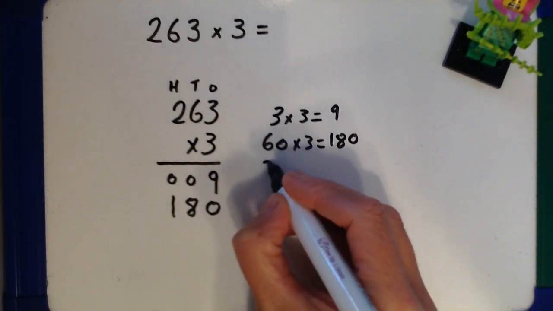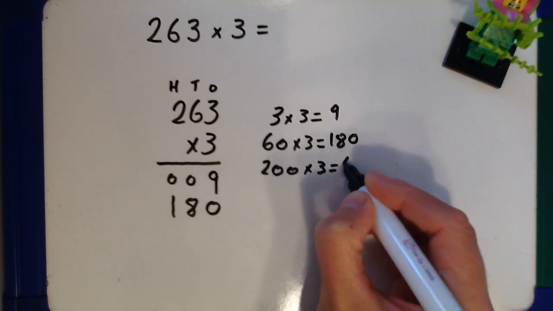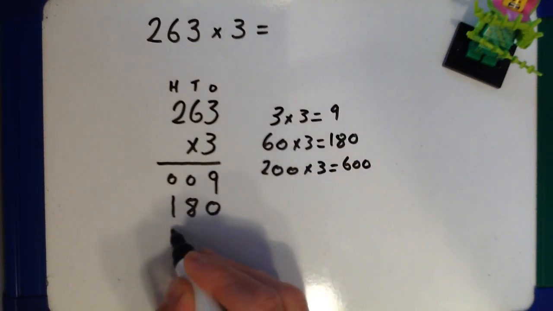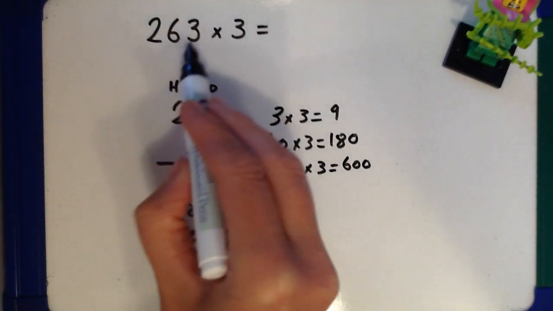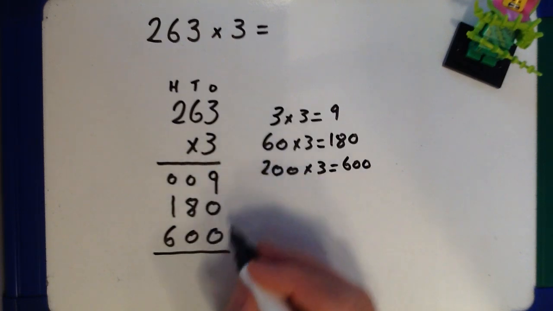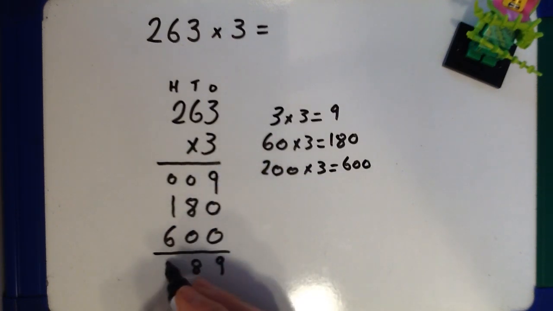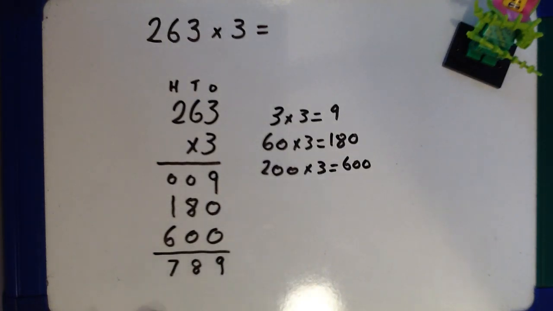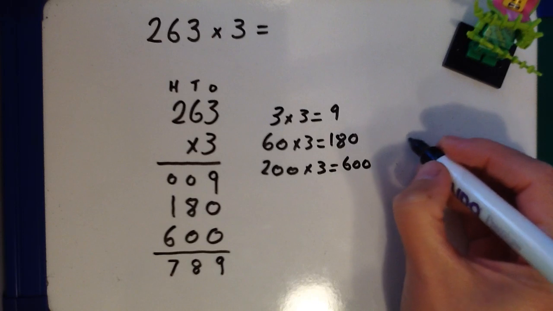So I've got 200 sets of 3, which makes 600. So I've partitioned my 3-digit number to calculate each part. I'm now going to recombine. So I've ended up with 9 ones, 8 tens and 7 hundreds. So that's 789. We're now going to have a look at the contracted method.